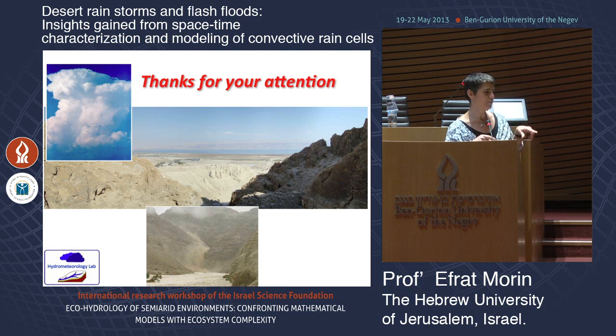We now have the installation of 2 new X-band radars that have much higher resolution, but only for a 30 kilometer radius, that were installed from the last season, and then we'll be able to see more details. But for the convective rain cells, I think this resolution is not so bad. Did I answer your question? Okay, thank you.